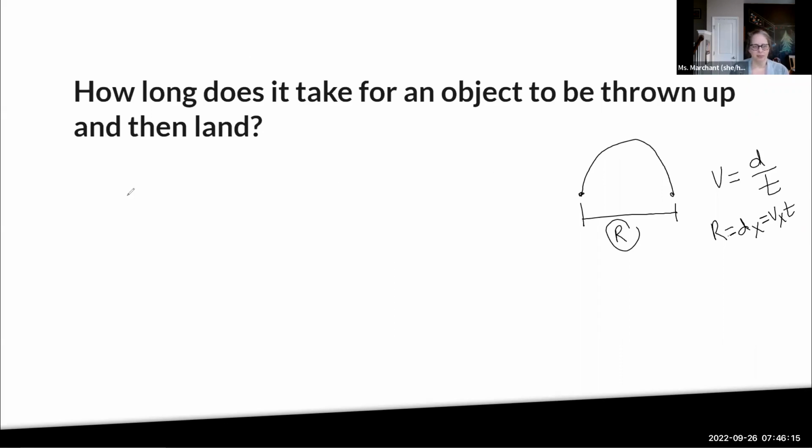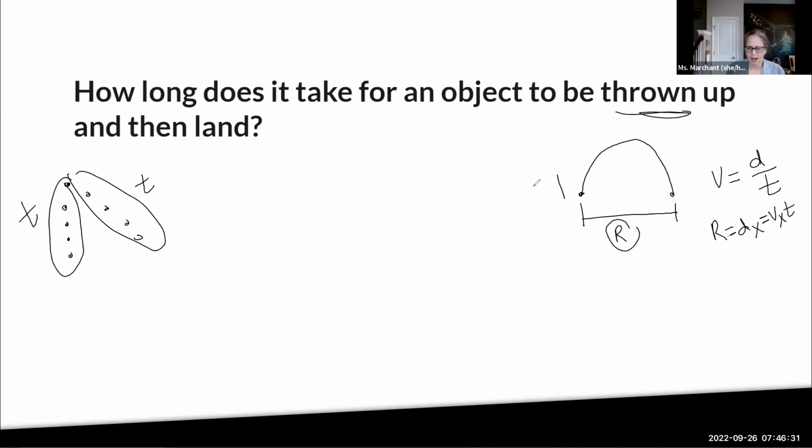Okay. So if it was a projectile, we would know the free fall time is equal to the projectile time. Those are both the times. But this one is thrown up and then lands. That means it has a velocity in the y. So this velocity in the y is not equal to 0, because something is being thrown up and down.